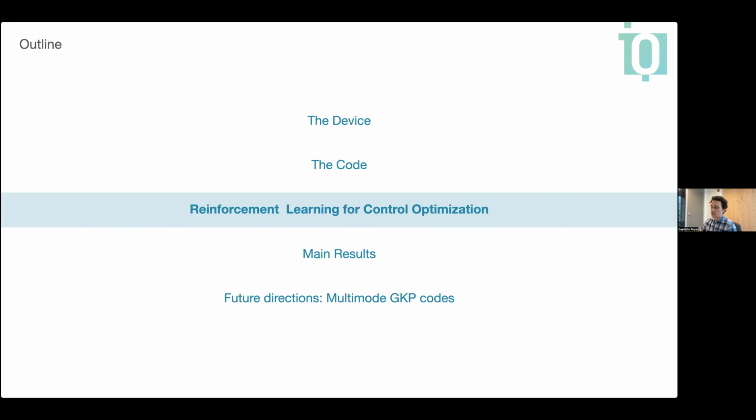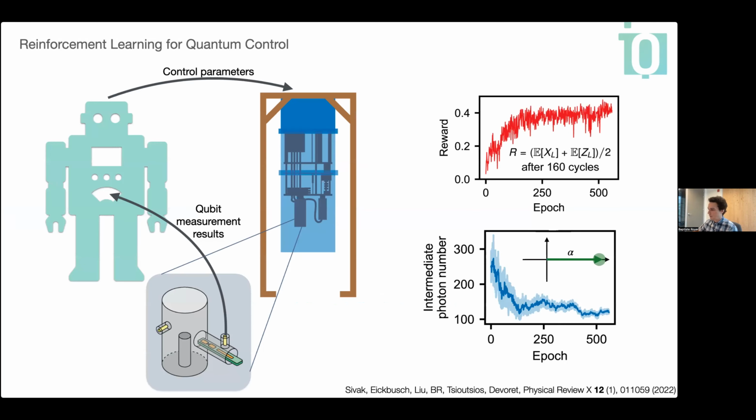Before showing results, I just want to flash one element that was very important in that experiment, and that was reinforcement learning. So that's another work spearheaded by my colleague Vlad Sivak, where we ask how to optimize things in practice for an experiment. And especially we implemented an optimization algorithm for all our parameters that does not depend on any model. So the optimization happens directly in the fridge and relies only on qubit measurement results.